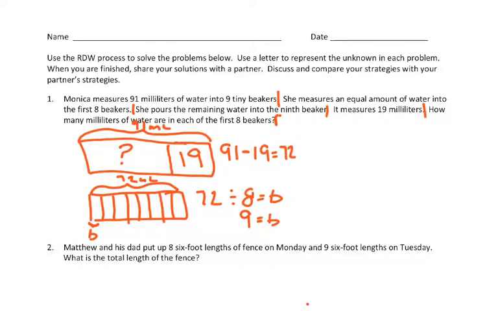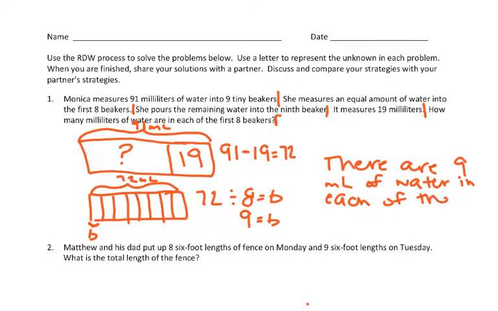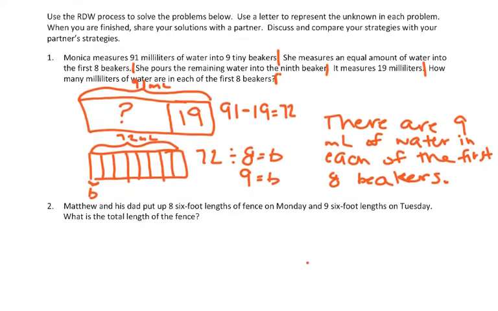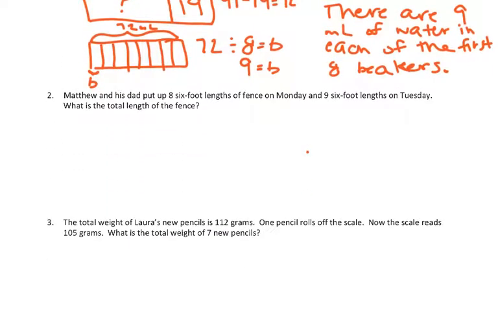So there are 9 milliliters of water in each of the first 8 beakers. There you go. Moving on to number 2.